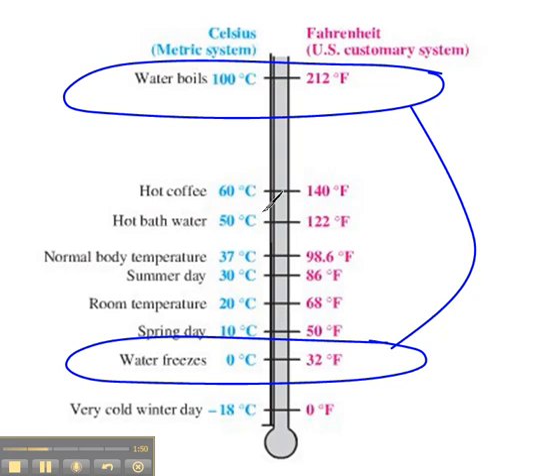For instance, if somebody tells you that something is 50 degrees Celsius, if you know that water freezes at 0 and boils at 100, that would be midway between. And if you know what it is in the Fahrenheit system, 32 and 212, then you could say, okay, midway between that would be about 120 something.